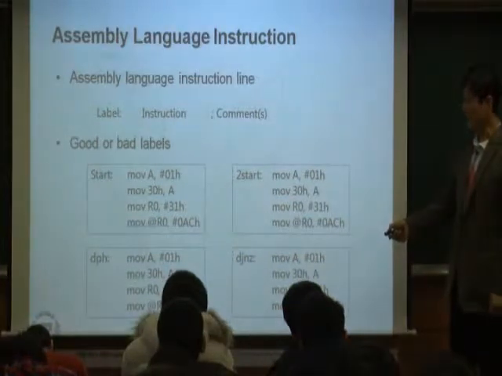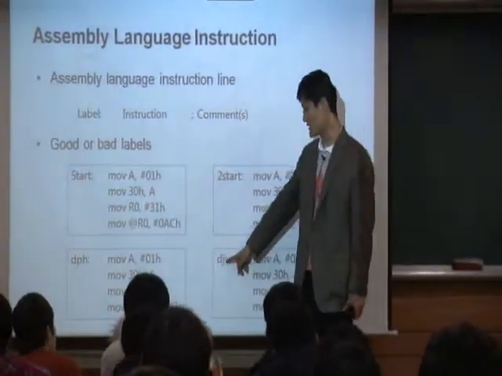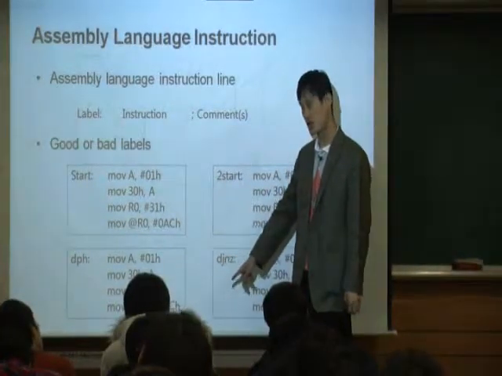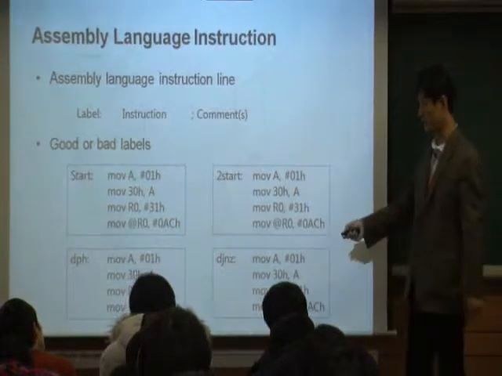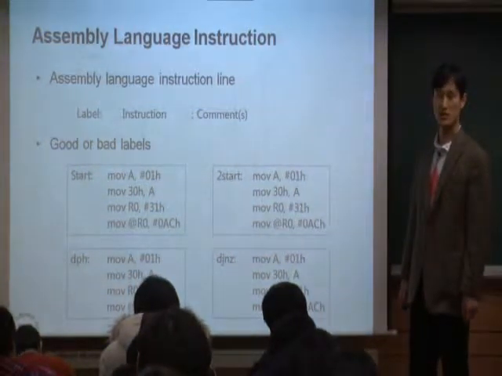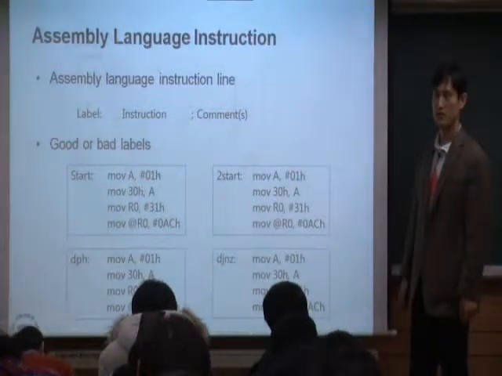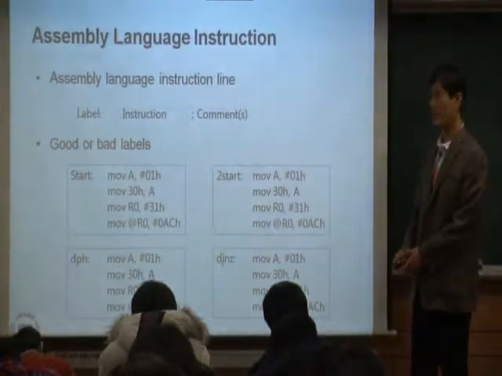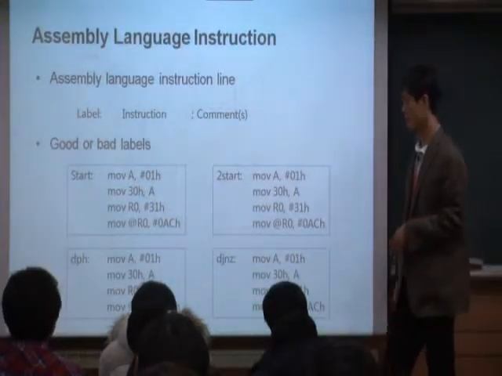And a label cannot be an instruction name. This is one of the instructions: DJNZ. J means jump, not zero. We're going to learn this one later. But DJNZ is one of the instructions. You cannot use the same name as a label. Okay? Other than this one, you can use any label.